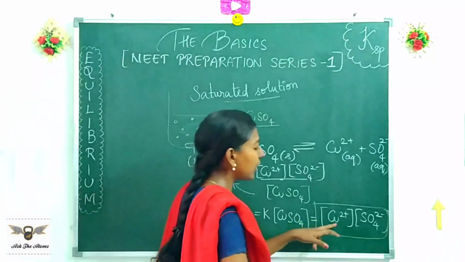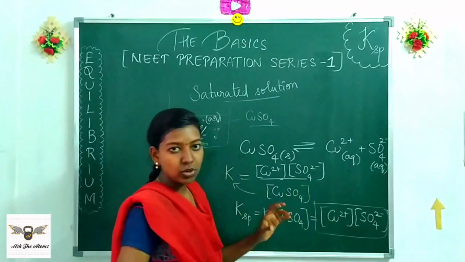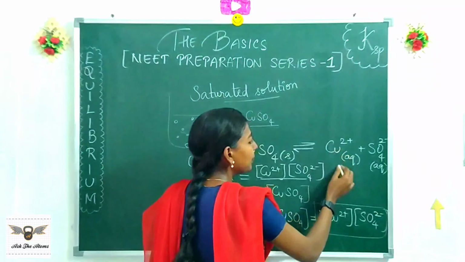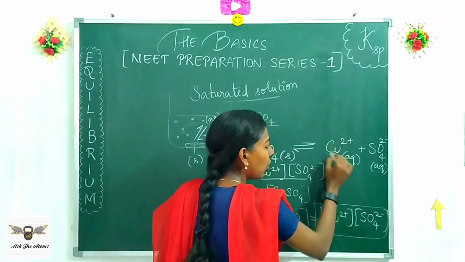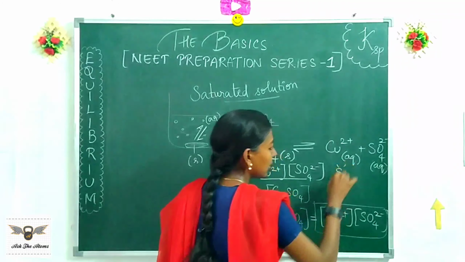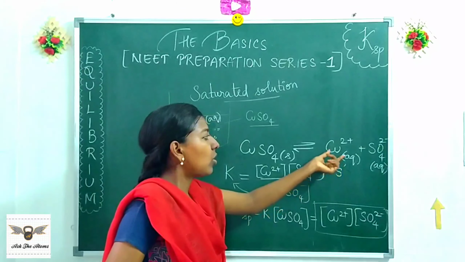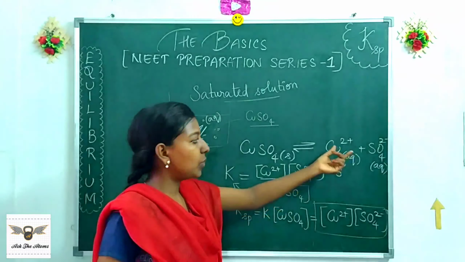Now, in other words, instead of writing copper and sulfate ions inside the concentration brackets, I can represent the concentration of Cu2+ as S. What is S? S is going to be the concentration of Cu2+ that is going to be in the solution.